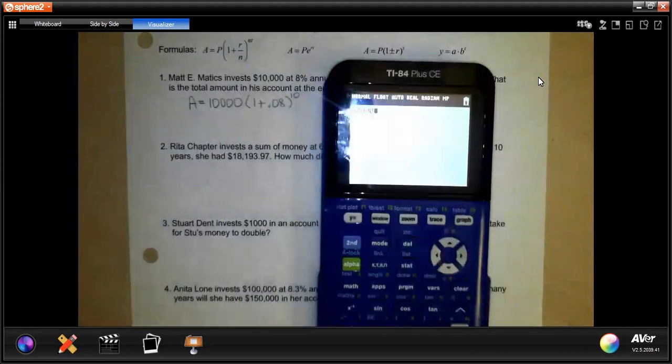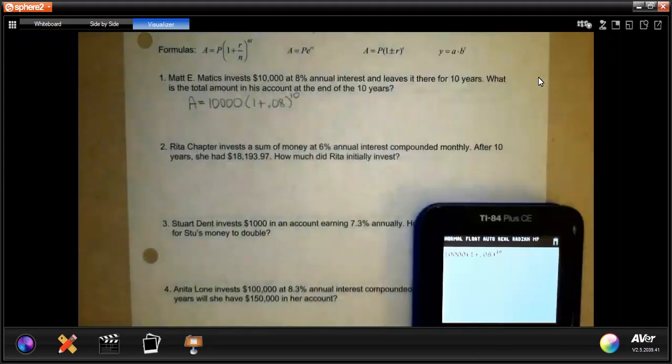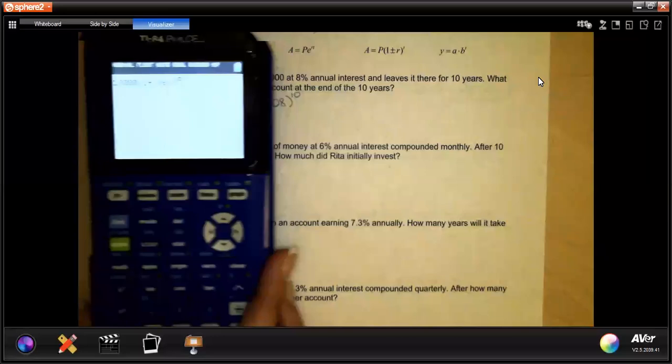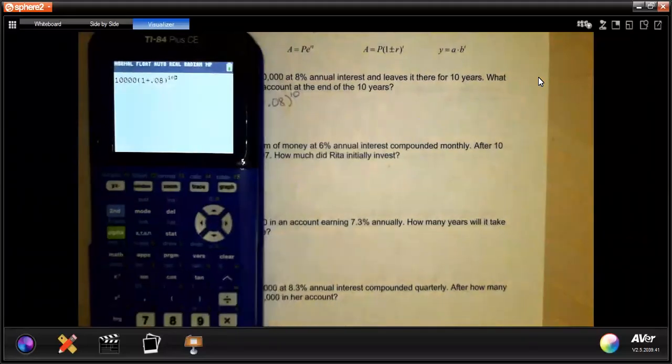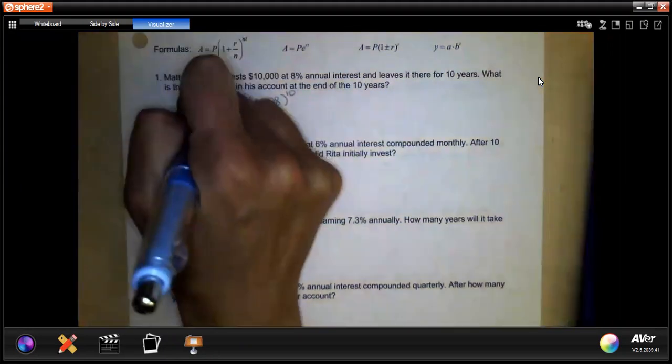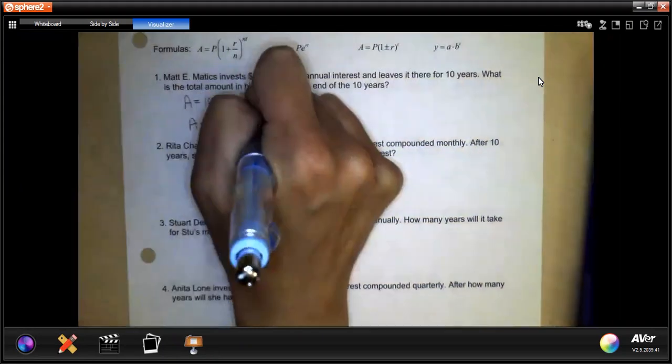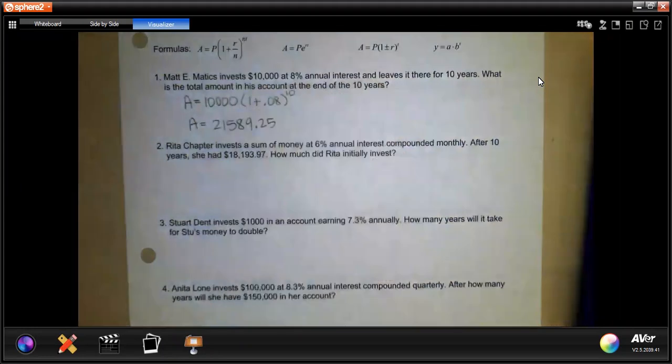So 10,000 times 1 plus 0.08 raised to the 10th power. I put that in exactly the way it looks on my paper, so there's no order of operation issues. So we have 21,589. Since this is money, we do keep 2 decimal places for money, so this would be $21,589.25.